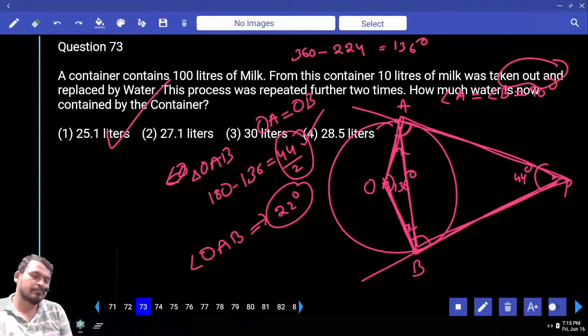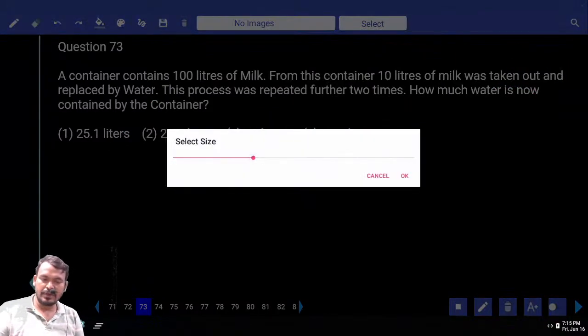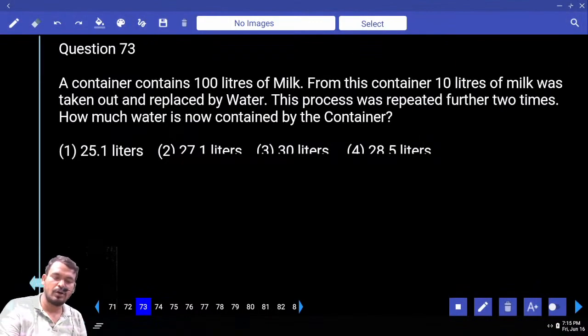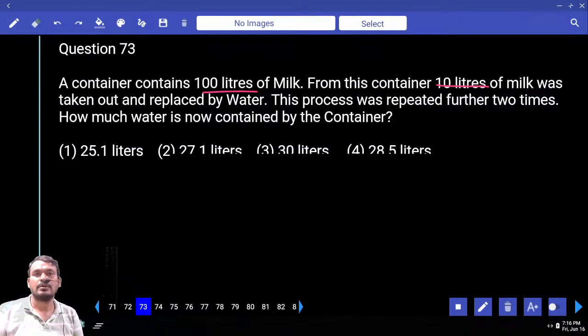Next 73. A container contains 100 liters of milk. From this container, 10 liters of milk was taken out and replaced by water. This process was repeated further 2 times. How much water is now contained by the container? Every time out of 100 liters, how many liters are taken? 10 liters. Means again it is replaced by water.